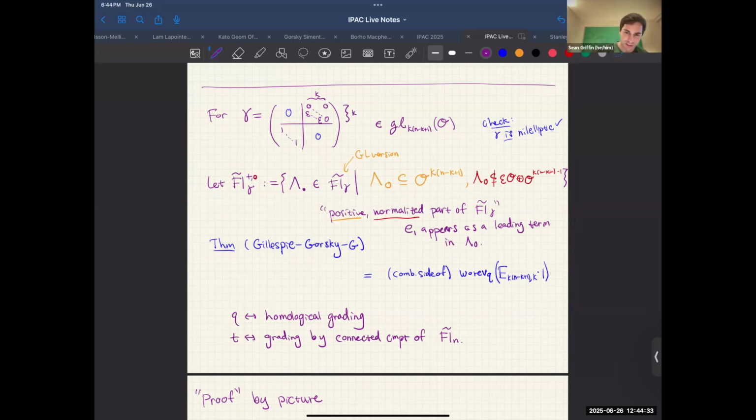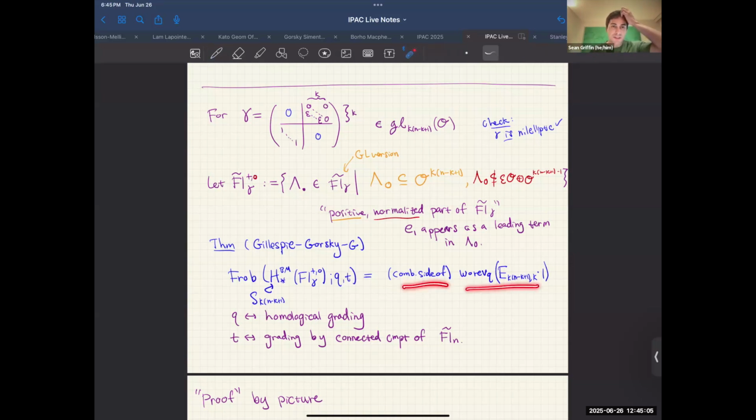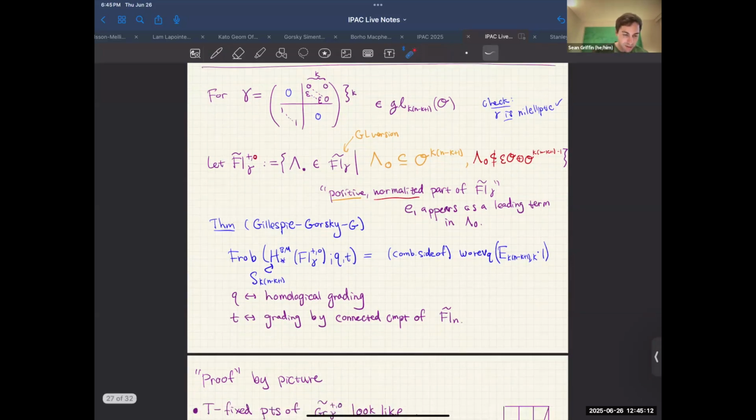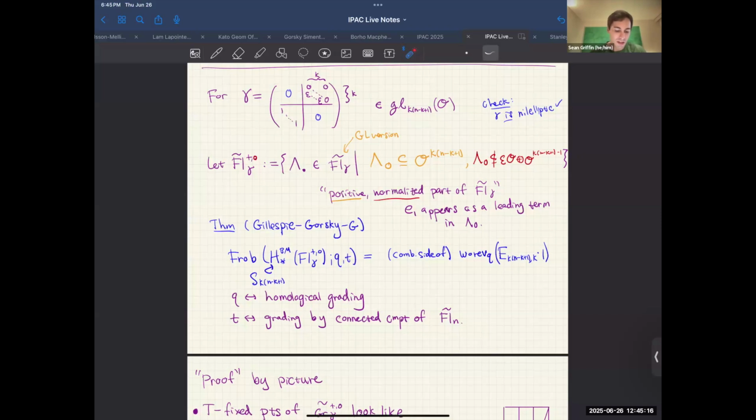Yes. And so the result is, if you take the homology, and I really mean Borel-Moore homology here, of the space, there's an S k times n minus k plus 1 action on this thing. And when you take the Frobenius characteristic, you get the combinatorial side of the rational shuffle theorem. And here, our Q is the same as Ikita's, its homological degree, but the T is a little bit more transparent because it's just coming from this natural grading by connected components.